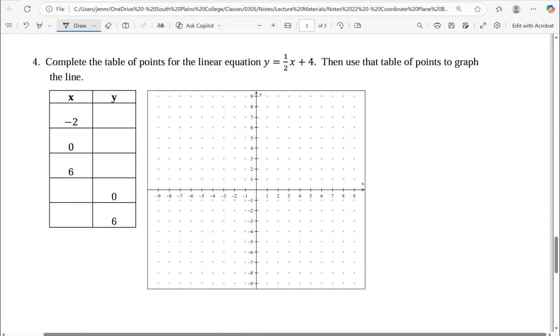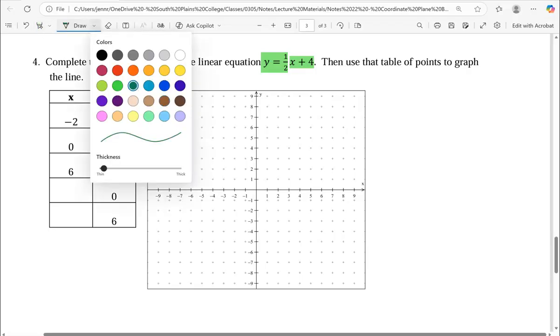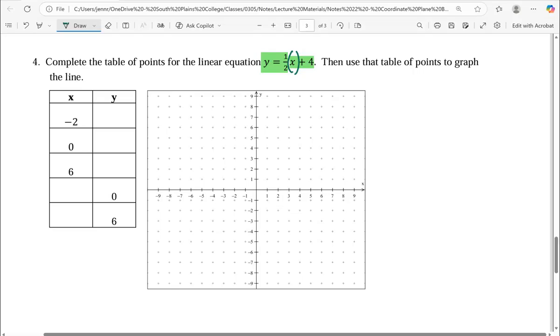For number 4, notice sometimes they gave me x's and sometimes they gave me y's. So be careful where you are plugging into. I'm given the equation y equals 1/2 x plus 4. And I'm plugging in to start off with into the x spot. So if x is 2, we're going to plug in x equals -2.